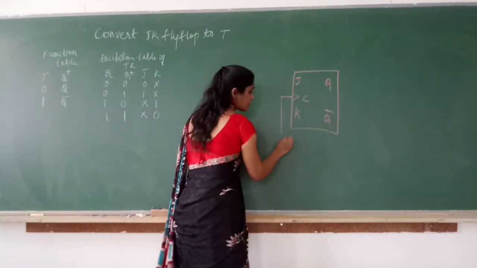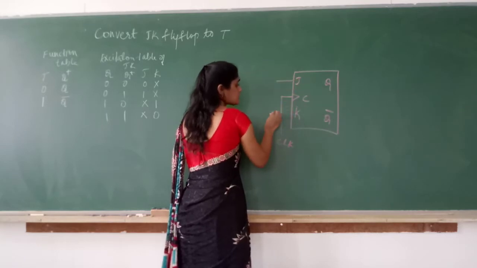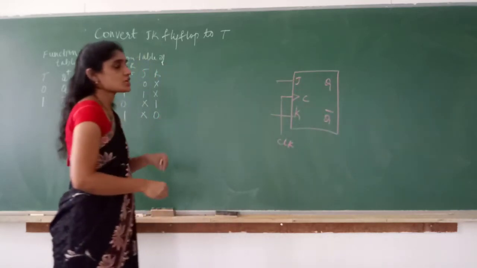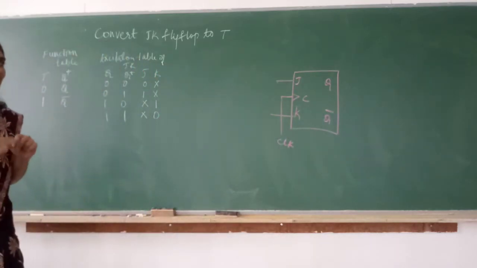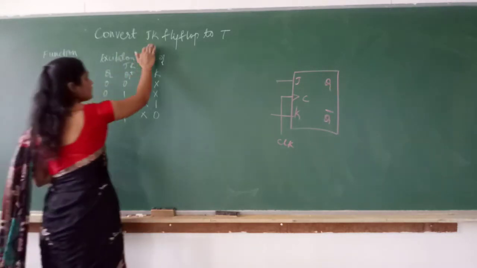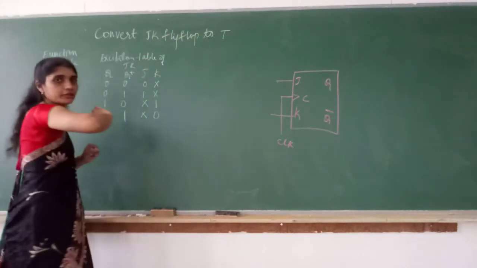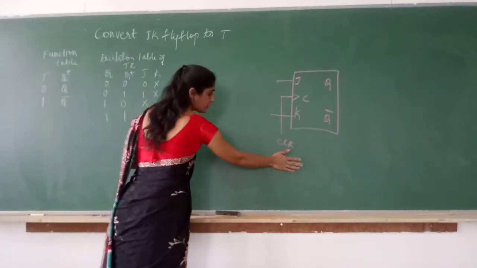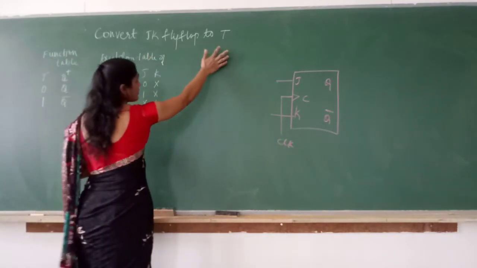Of course, I will give a clock pulse for JK. So now my intention is to convert this JK flip-flop into a T flip-flop. I have a JK flip-flop, and I should make this JK flip-flop work as a T flip-flop. How can I do that? So to convert one flip-flop into another, you have the JK flip-flop here, and I have to convert it into a T flip-flop.